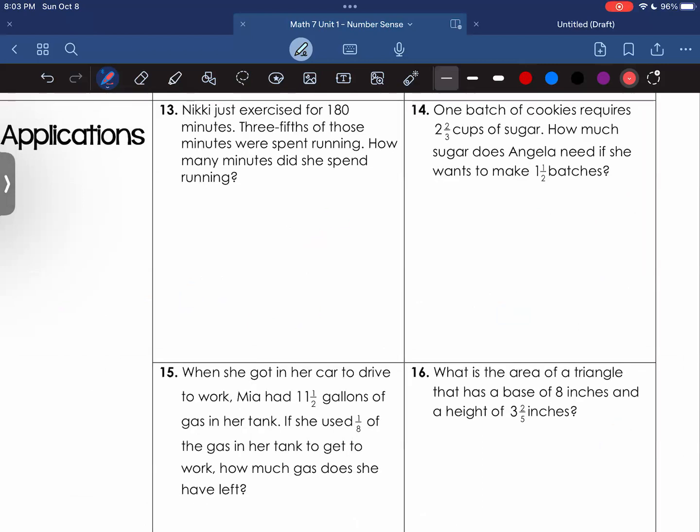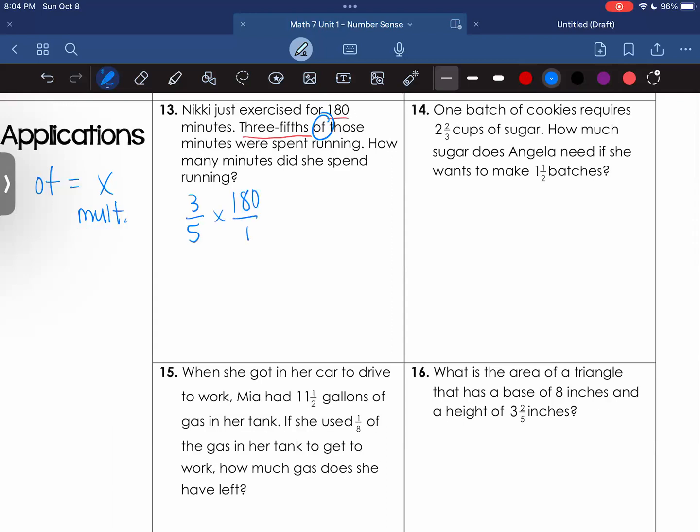So I'm just going to go ahead and go over number 13. It says Nikki just exercised for 180 minutes. 3/5 of those minutes were spent running. How many minutes did she spend running? Well, if you remember from last year, whenever you say the word of, you can just replace it with multiplication. So of means to multiply. Okay. So 3/5 of 180 is really 3/5 times 180.